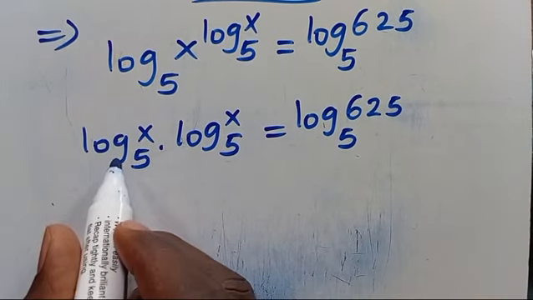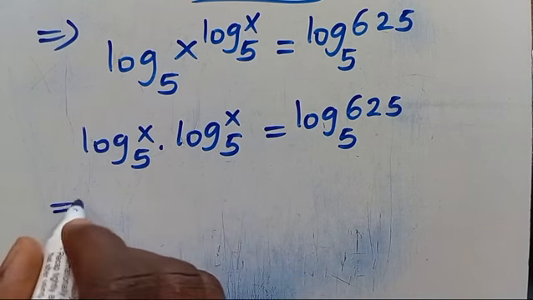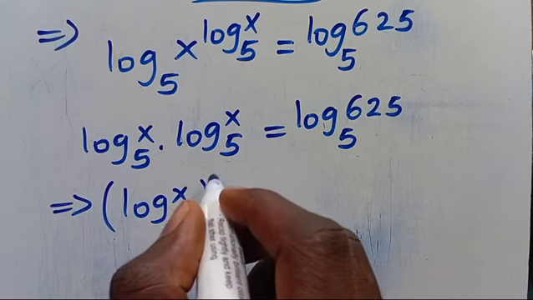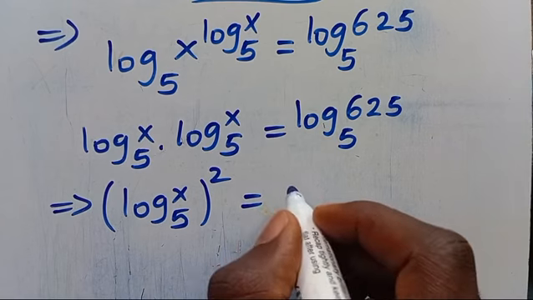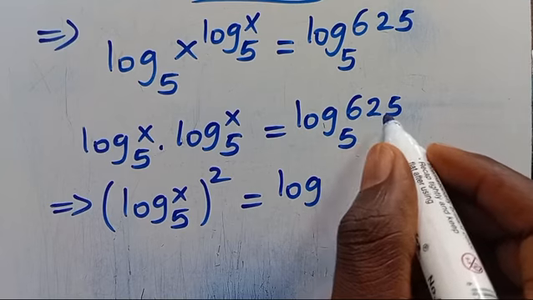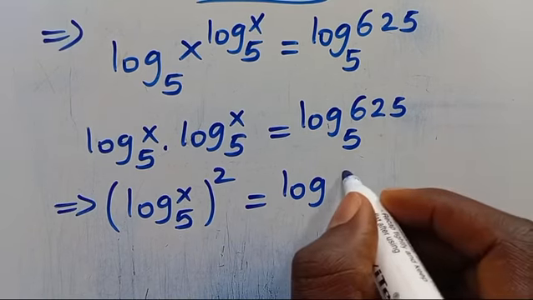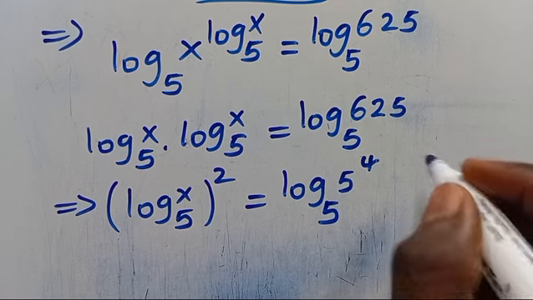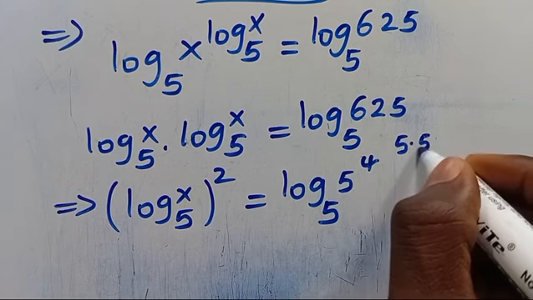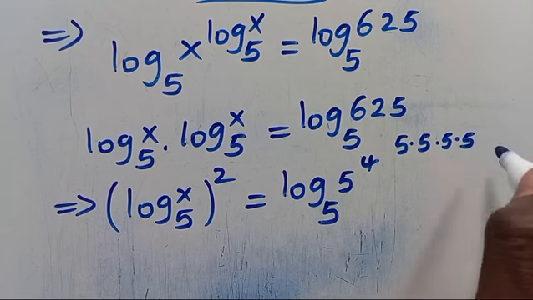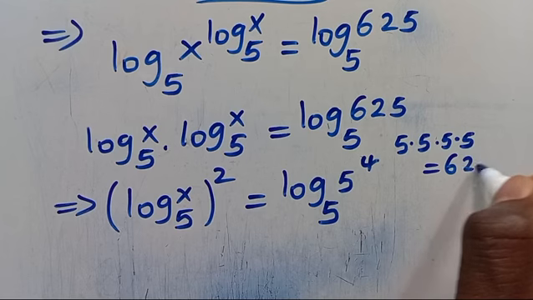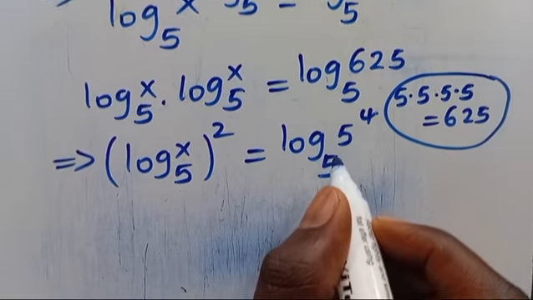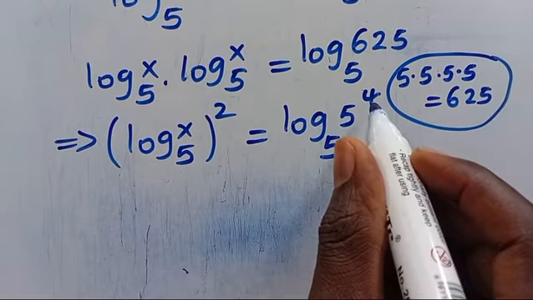So after this, log x in base 5 is repeated 2 times. This implies we have log x in base 5 in parentheses to the power of 2 equals log, and we can write 625 as 5 to the power of 4, in base 5, because 5 times 5 times 5 times 5 will give us 625. So we have it as this. Then this also is a power, and we bring it down.